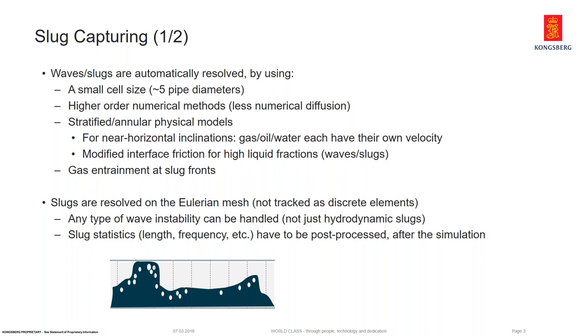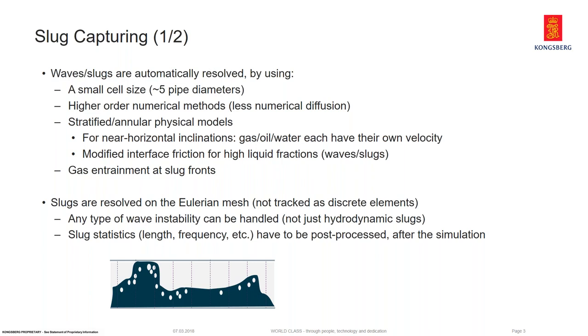And then the physical models in LedaFlow are restricted to the stratified model in near horizontal sections and the annular model in vertical sections. So for near horizontal inclinations, that means that gas, oil, and water each have their own individual velocity, and you can have slip between all 3 of the phases. So that is important. And also the interface friction model in LedaFlow has been modified for high liquid fractions. So that is particularly for waves and slugs. So that has a slightly different treatment from the standard model, and that is to give the correct slug propagation.